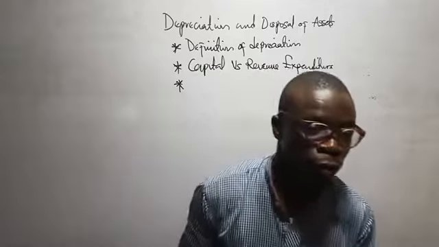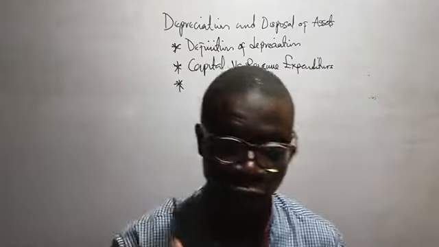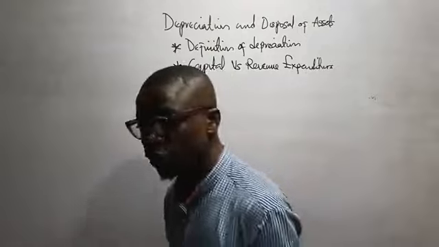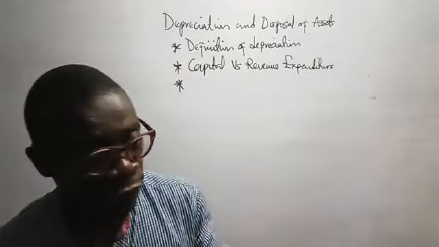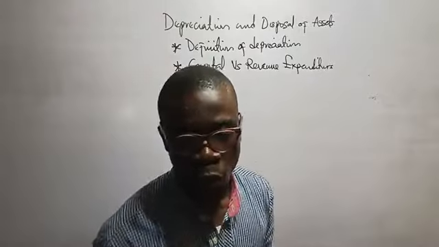Examples of tangible assets are land, building, equipment, property, furniture and fittings. That means assets that you can see, feel, and touch. Now, intangible assets are assets that you cannot see, feel, or touch.